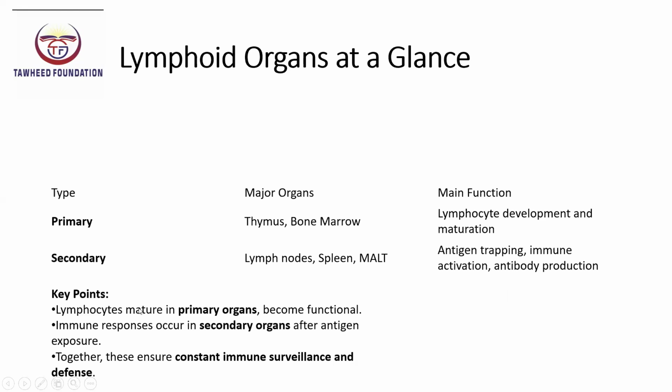Key points: lymphocytes mature in primary organs, where they become functional. Immune responses occur in secondary organs after antigen exposure. Together, these ensure constant immune surveillance and defense.